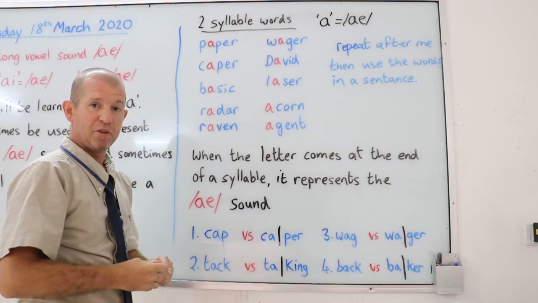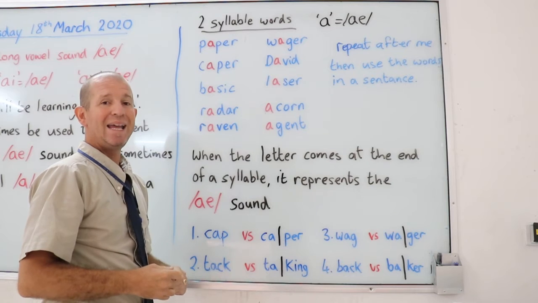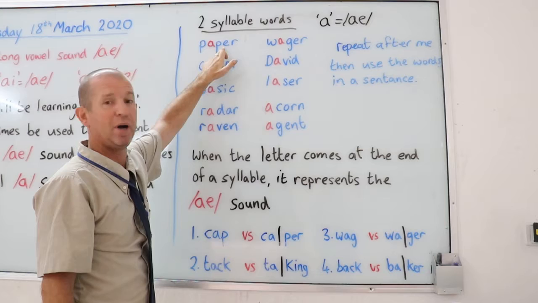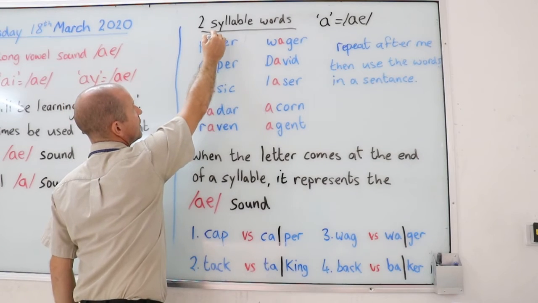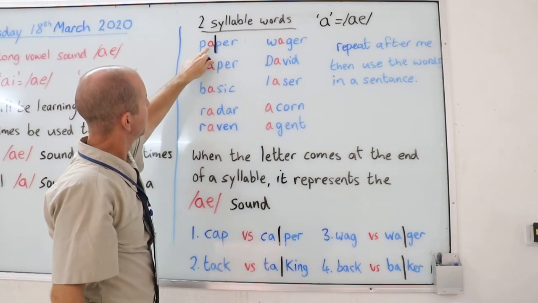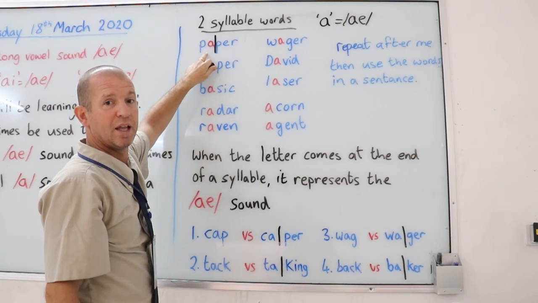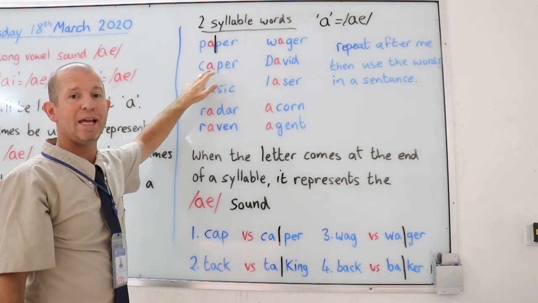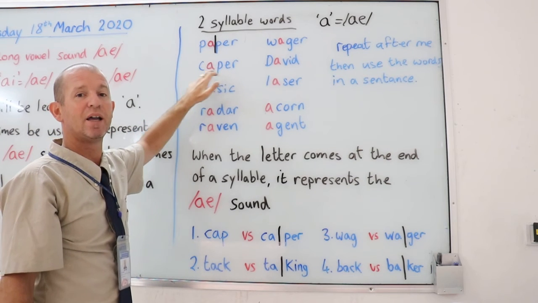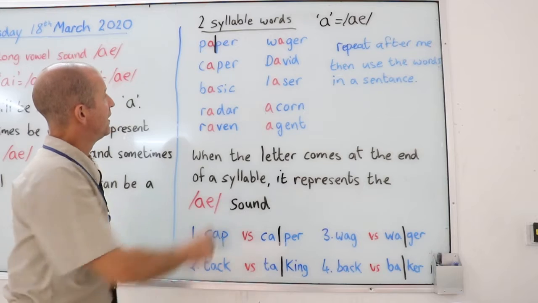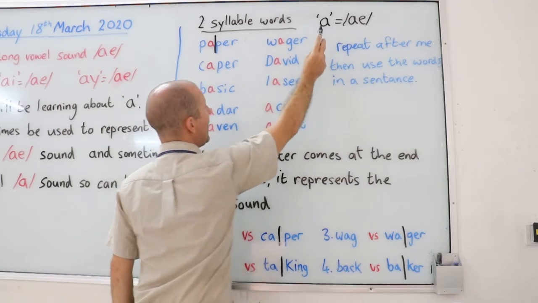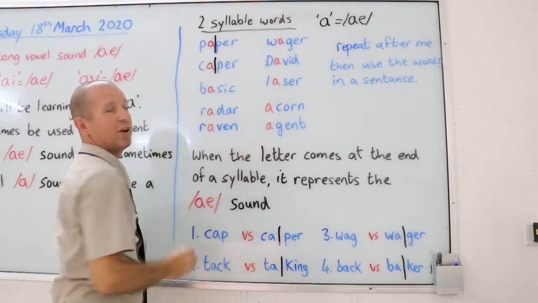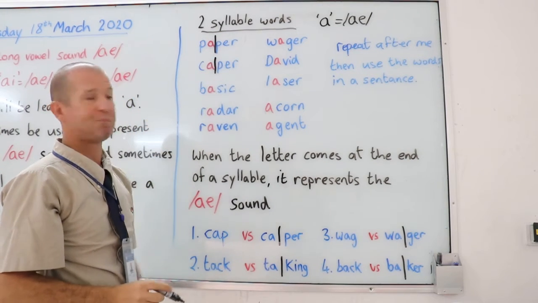So, if you'd like to repeat after me, paper, paper, paper. And it's got the A because it's the end of the first syllable rather than A. So paper. Okay. Caper, caper, caper. And again, the A that's usually an A turns into an A because it is at the end of the first syllable. Caper.